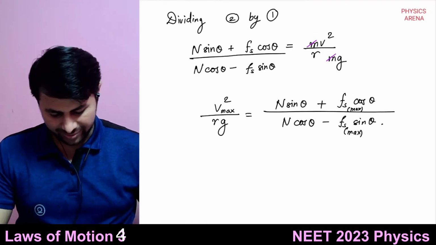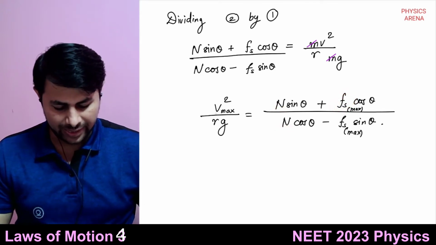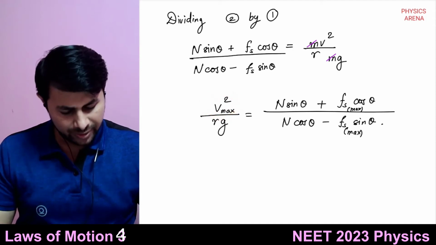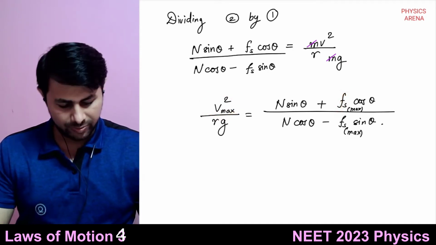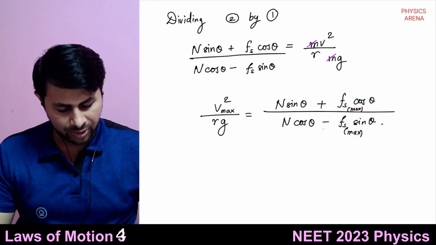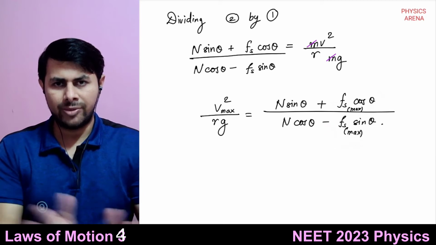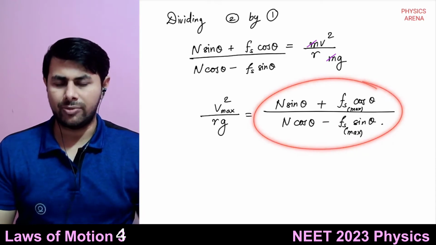Okay, so n cannot change, only frictional force can change, and I want maximum safety speed. So here I will take the maximum value of frictional force also, because only then the numerator will be bigger, and the denominator will be lesser. So if the denominator is small and the numerator is big, the total quotient will be big.